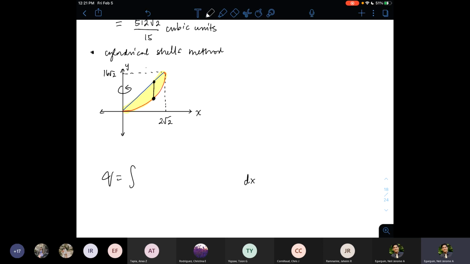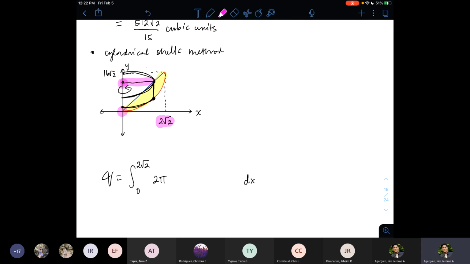And that integration will go from the starting x value, which is 0, to the ending x value, which is 2 root 2. So those would be our bounds for x, okay? And then remember, for cylindrical shells we need the surface area to be the integrand, so it's going to be 2 pi radius times height. Now to find the radius and the height of the cylinder, let's draw the cylinders. That's how the cylindrical shells will look, and the radius of this cylindrical shell will be from here.